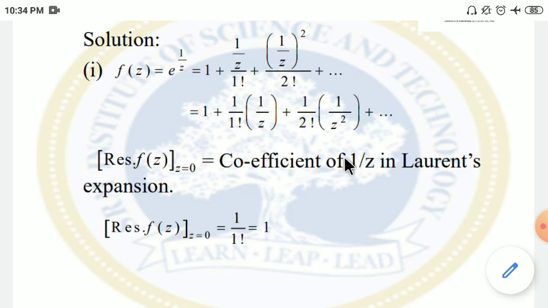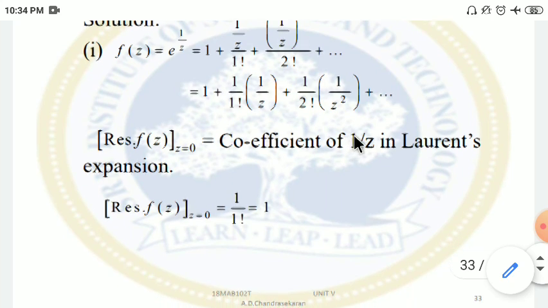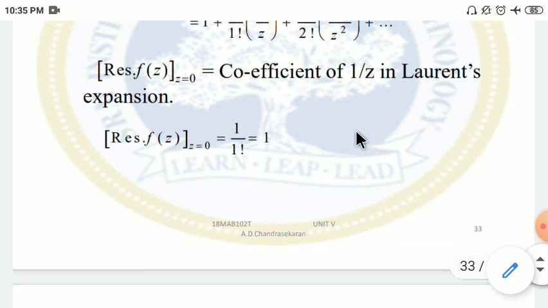Got it? When you directly apply z tends to 0, what happened? 1 by 0 becomes infinity. Got it? So the coefficient of 1 by z in the Laurent series expansion is nothing but the residue of f of z. This is another technique.